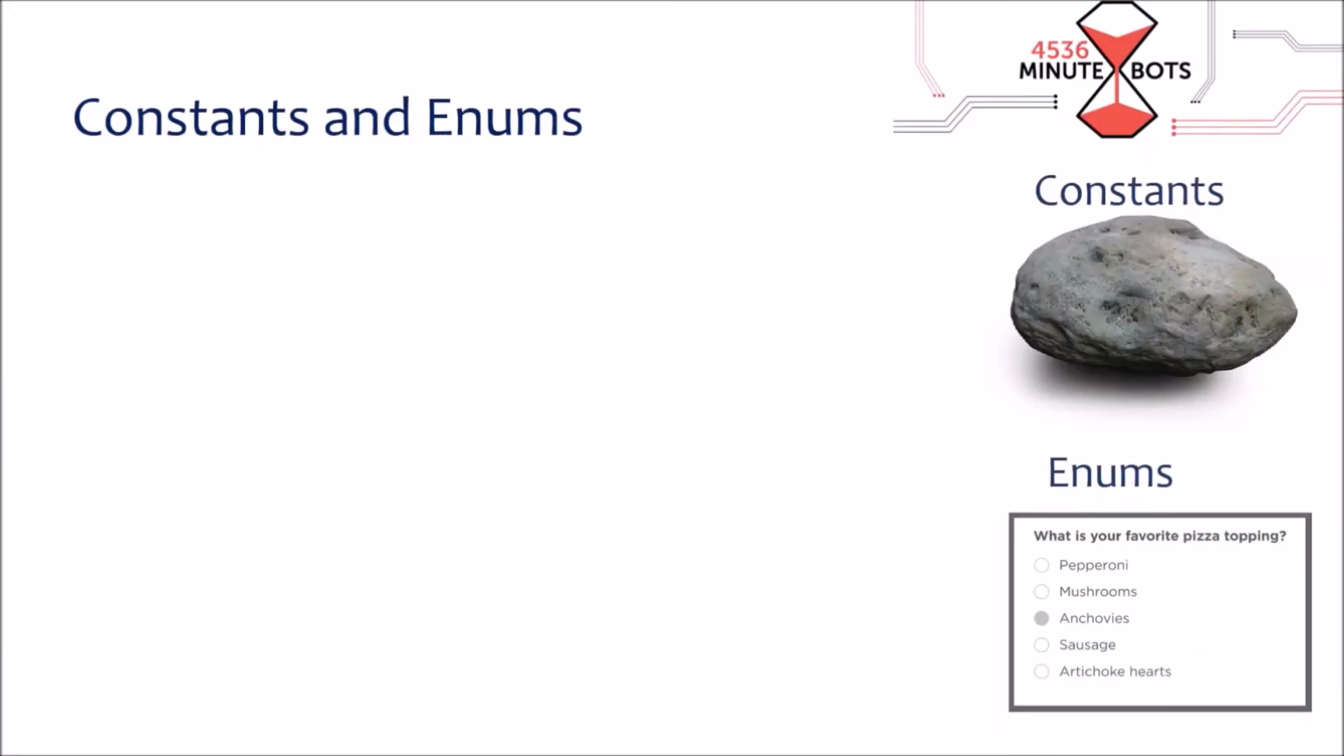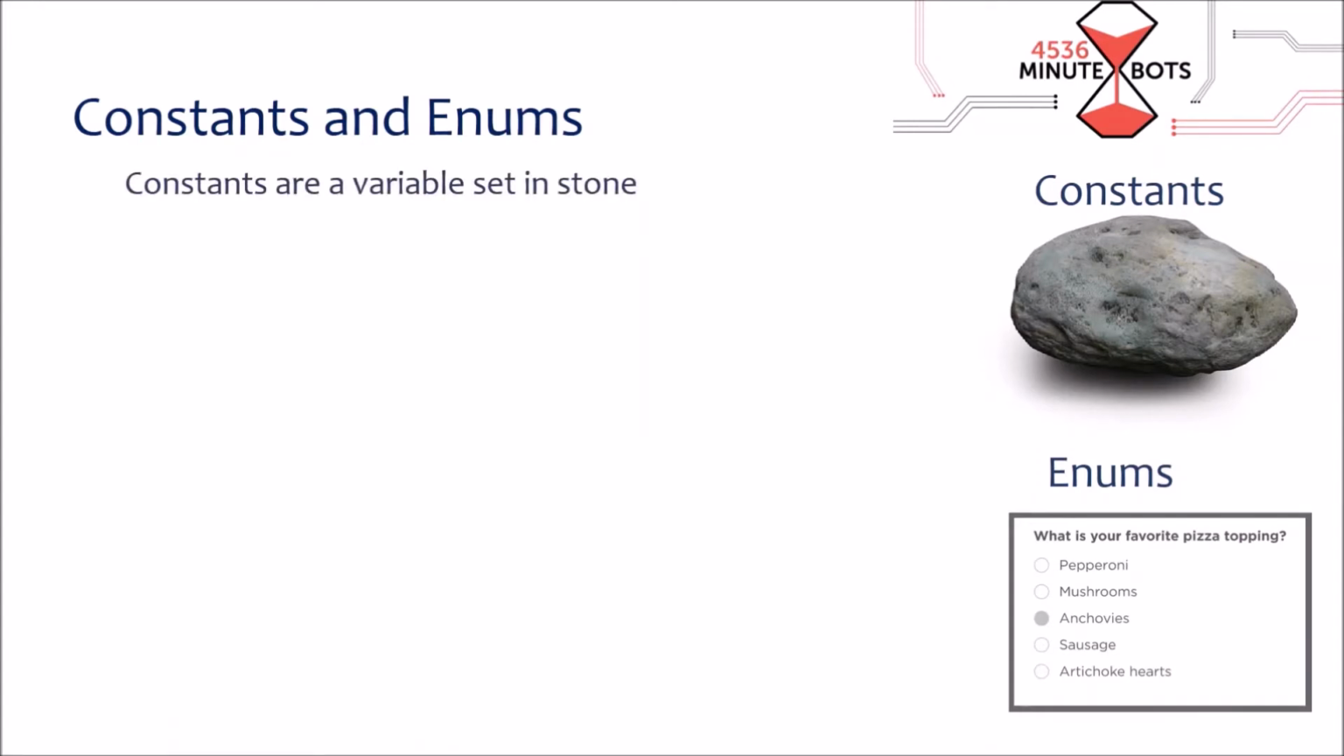Before we get too much farther, I want to stop for a moment and talk about 2 things that you're going to run into a lot when you program: constants and enums. These were designed to make programming more robust, less capable of breaking. Constants, they're stones, they're rocks, they are unchanging. Enums are more like multiple choice options. For example, what is your favorite pizza topping? And you will have 5 choices in there: pepperoni, mushrooms, anchovies, sausage, and artichoke hearts. You can only pick one with enums. So constants and enums are central, and we're going to use them in this video. So keep your eye open for that.